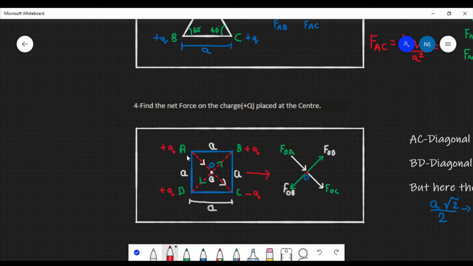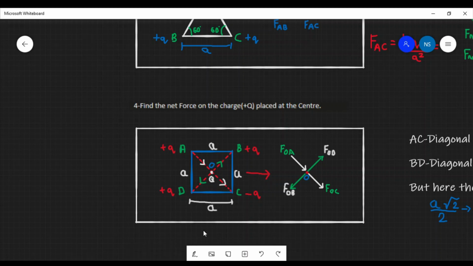Over here we see that there are three similar charges and one different charge. So at A there is plus Q charge, at B there is plus Q, at C there is minus Q, and at D there is plus Q. And we see that here the distance between the two charges is a, and the side of the square is also a. So we get that all the sides must be equal to a. So we get the free body diagram of how the forces are.